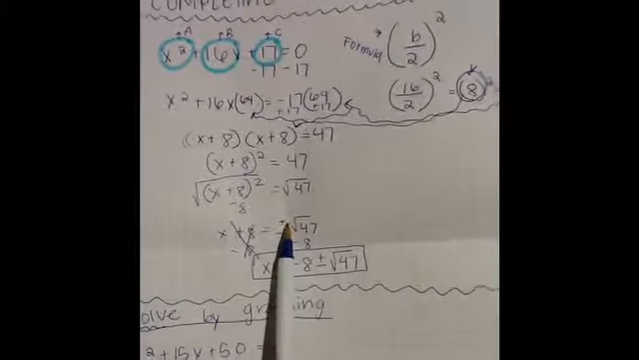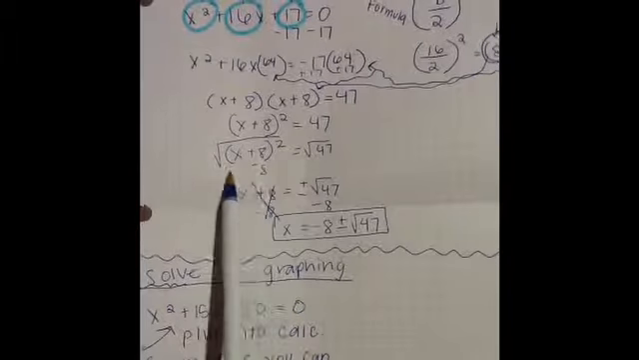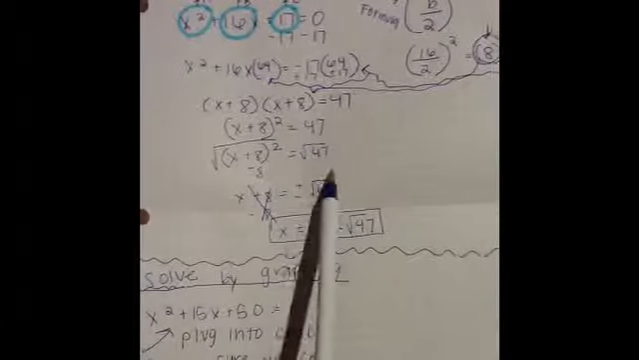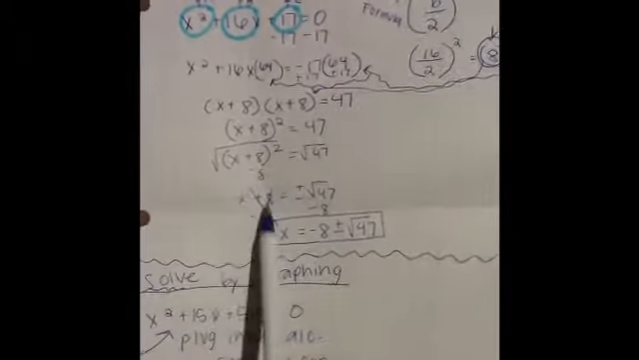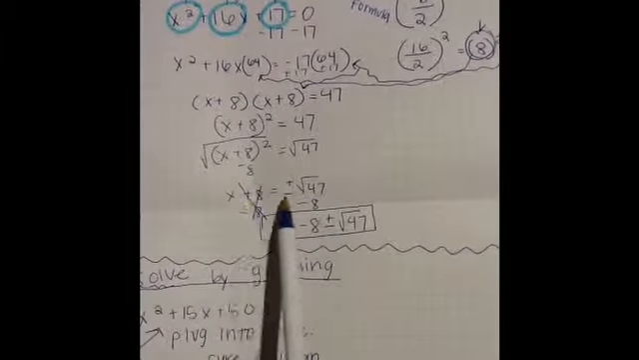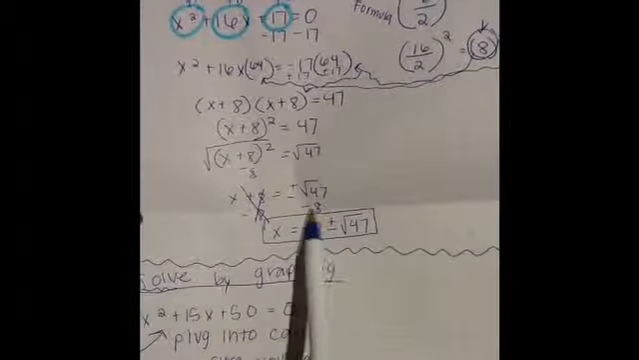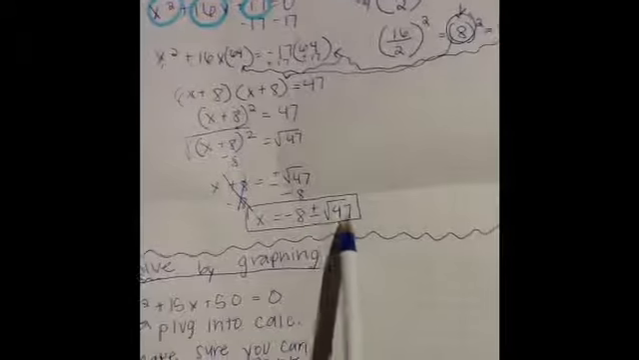After that, you take the square root of both of them and subtract 8. So you get the 8 canceled out. And then it's just x equals negative 8 plus or minus 47.